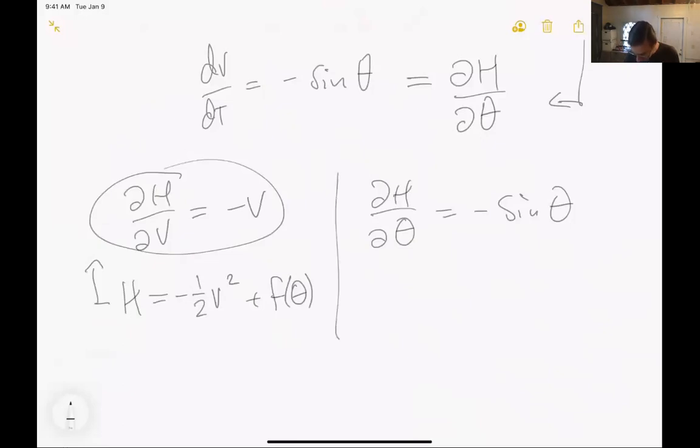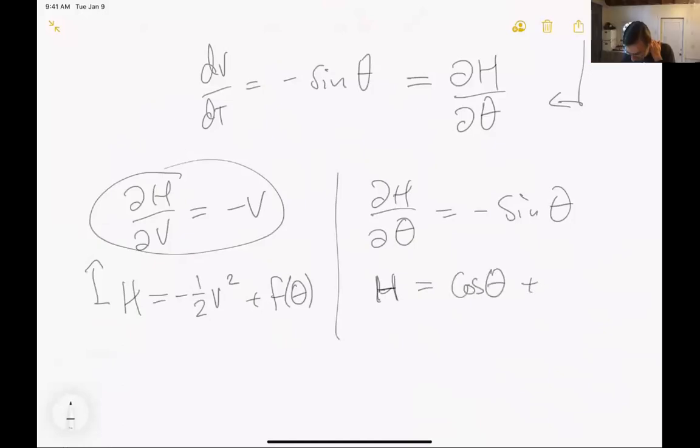Our second clue is that the partial of h with respect to theta is minus sine theta, so that tells us a little more information about what h is. We can integrate both sides with respect to theta. The integral of minus sine theta with respect to theta is what? Cosine theta. Just cosine theta, good.